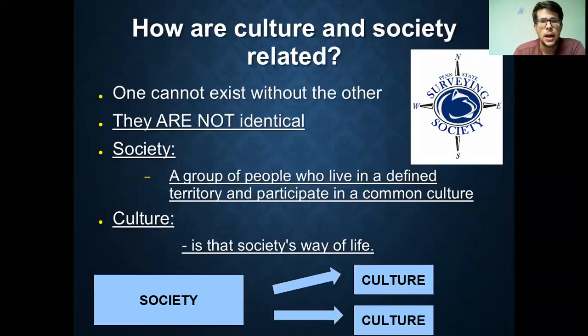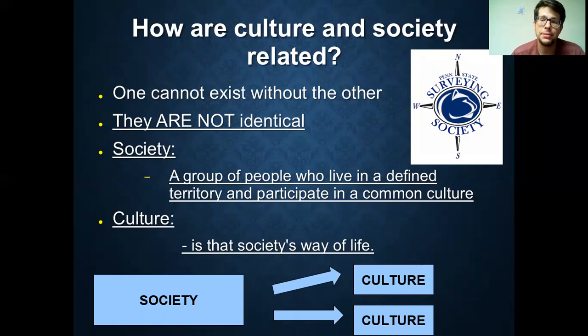How are culture and society related? Well, one cannot exist without the other, but they are not identical. So society is going to be the group of people. They're going to live in a defined territory and participate in some common cultural things. So if we just stopped it as people that lived in a territory, that would be society. Okay, but as soon as they start to interact with each other, which they are inevitably going to do, that is when culture comes into play. So these two ideas are unique. They are different from each other, but they are also deeply intertwined with one another.